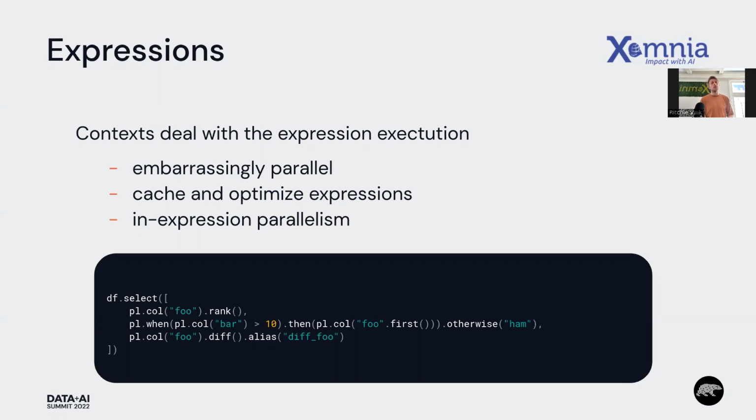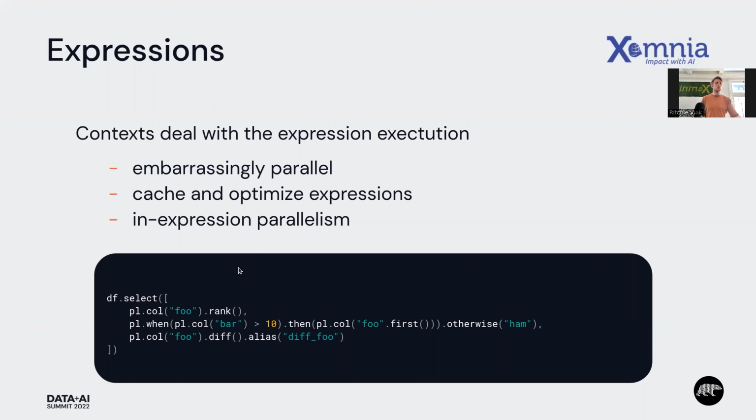For instance, here we have a select context where we select columns from a data frame. And within the select context, every expression is embarrassingly parallel. So here we take the column foo and compute the rank. Here we have a when, then, otherwise, sort of if, then else expression. We have a predicate, then an answer when the predicate is true, and otherwise we take the column hen when the predicate is false. This expression will also run in parallel, and we have another expression which computes the difference, which will also run in parallel. All these expressions don't need any communication, so they can run in parallel.